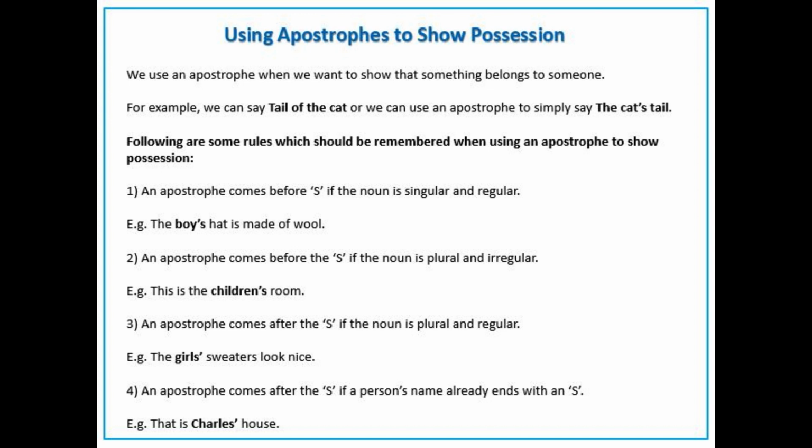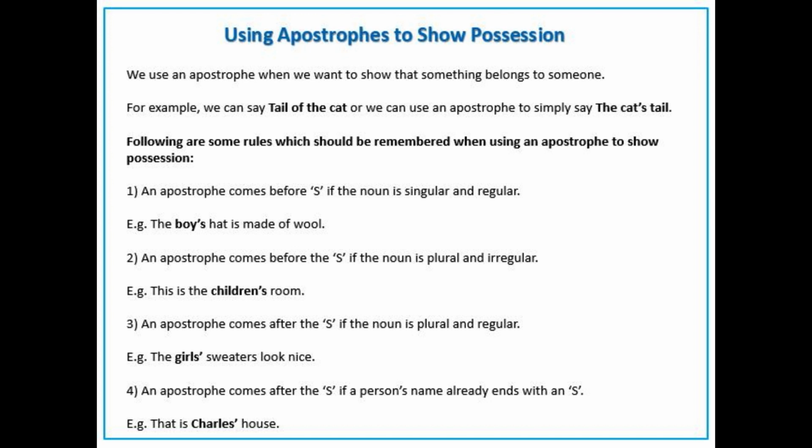Take a look at rule number 2. An apostrophe comes before the S if the noun is plural and irregular. I've already just explained what irregular noun is, and here we are talking about the irregular noun child, the plural of which is children. So if the noun is plural and it is irregular, then we are going to treat it the same way as in rule 1, and we are simply going to put an apostrophe and an S after that word to show possession.